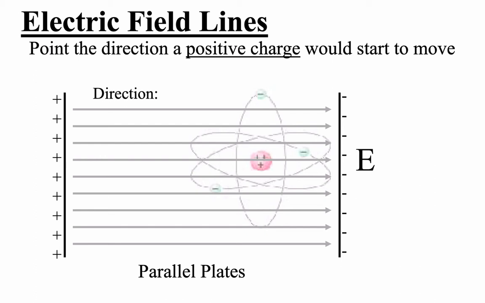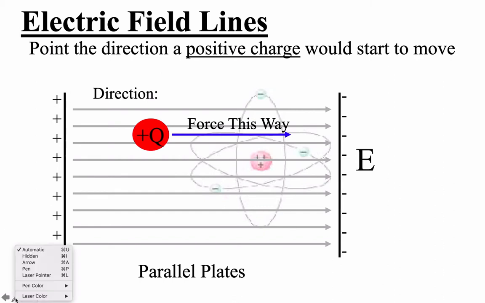Let me talk just a little bit about electric field lines. So basically the idea of the electric field is that it's the direction that a positive charge would start to move, or the direction of the force, technically, on a positive charge. So if we put a positive charge between these plates, the left side here is positively charged, and that would cause a rightward force on this positive charge. So the electric field between these plates will be to the right. It'll be from the positive to the negative.